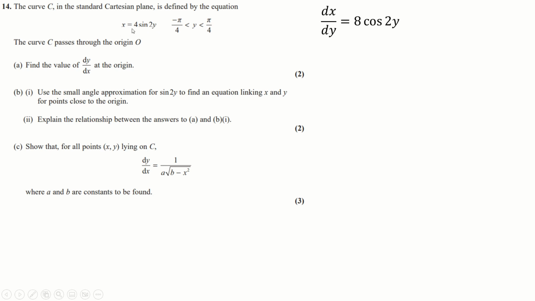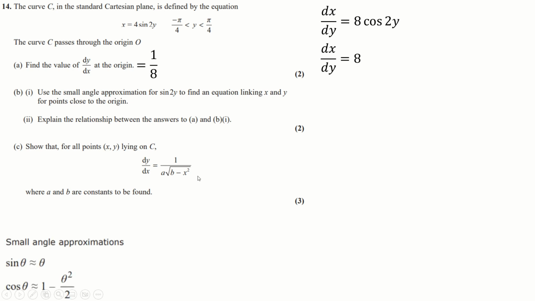So dx by dy, differentiate this with respect to y, put the 2 down here, makes a cos of 2y, because sine differentiates to cos, you make this. At the origin, x is 0 and y is 0, so let's replace y with 0. Cos of 0 is 1, so we just get 8. And then, of course, we can just flip this over to find dy by dx. So flip this over and we get 1/8. And that's that.